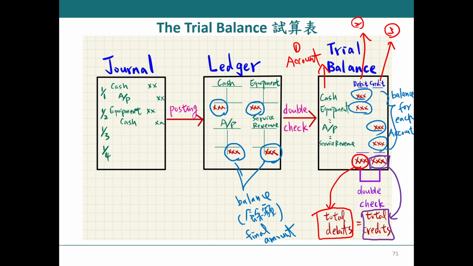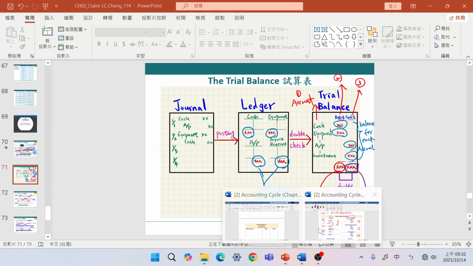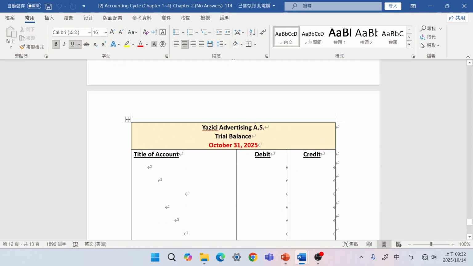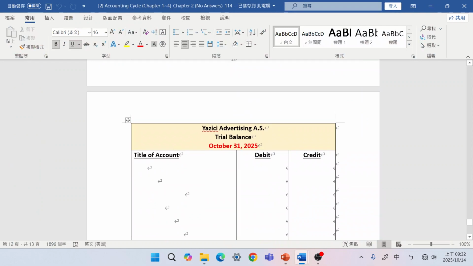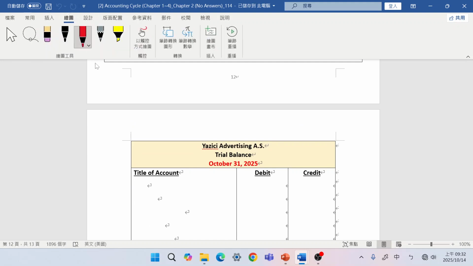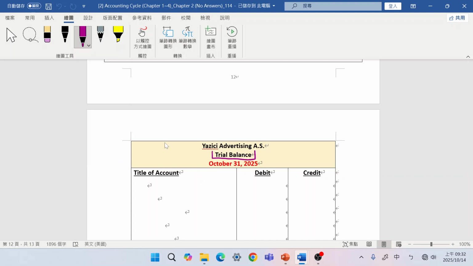So go to the handout. Chapter 2, page 13. Did you find the handout? Chapter 2, page 13. This is our trial balance, 试算表. So we use it to double check your answers.